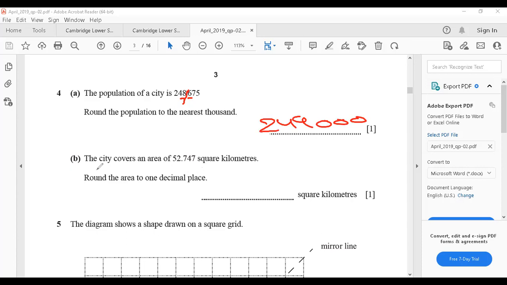Now, the city covers an area of 52.747 square kilometers. Round the area to one decimal place. One decimal place, it will be what? One decimal place means the number 7. This is the decimal place. 52.700. Very good. So it will be 52.7. Don't write any 00, because he asked for one decimal place only. Nothing more. You cannot write 00. Just 52.7. Okay?